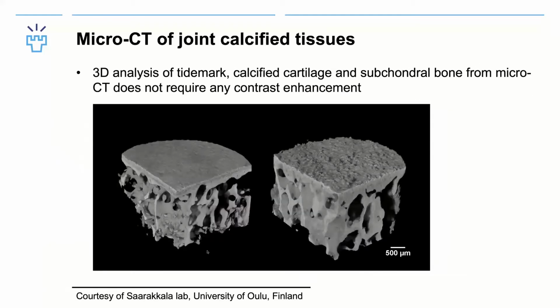Okay, so far we talked about the non-calcified joint soft tissues, but then when we move to the calcified tissues, like the tide mark, the interface between the non-calcified cartilage and calcified cartilage, and then calcified cartilage and subchondral bone, when using micro-CT we don't need any contrast enhancement. Bone absorbs X-rays so much that you can see the bone and the calcified cartilage without any contrast enhancement.